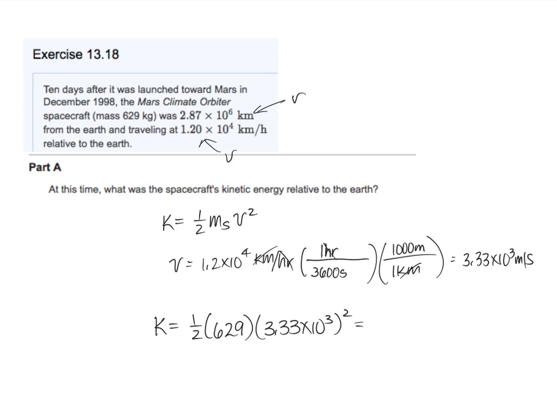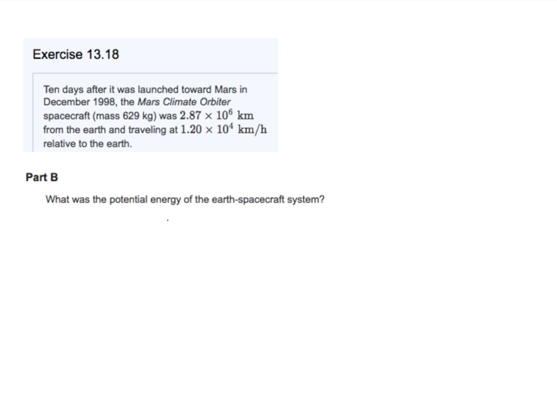And this turns out to be 3.49 times 10 to the 9 joules. So that's my kinetic energy. Now, I then want to find the potential energy. U is equal to minus G, mass of the satellite, mass of Earth, over R. So it's minus 6.67 times 10 to the minus 11. The satellite is 629 kilograms. The mass of the Earth is 5.97 times 10 to the 24 kilograms.